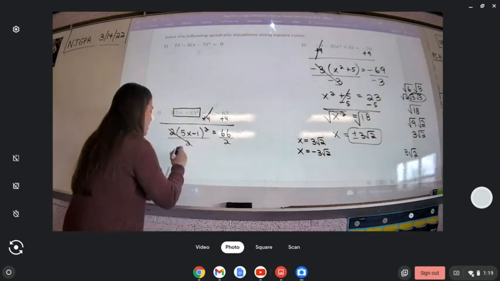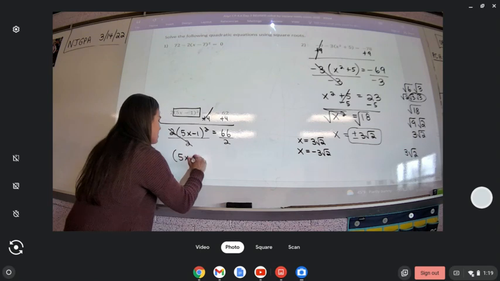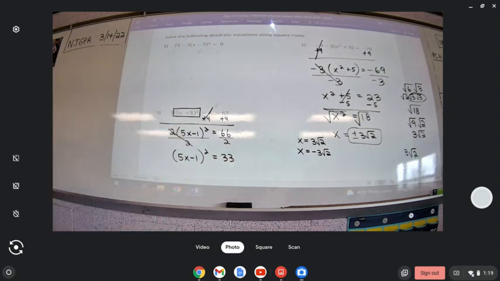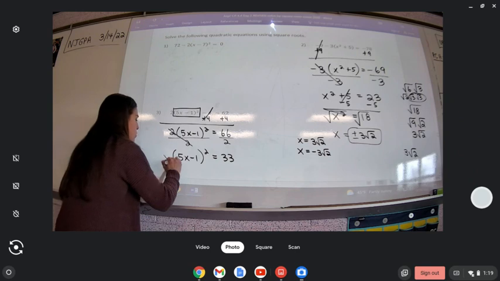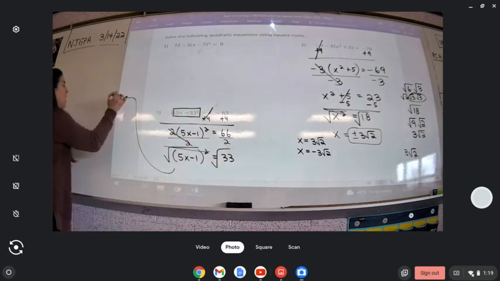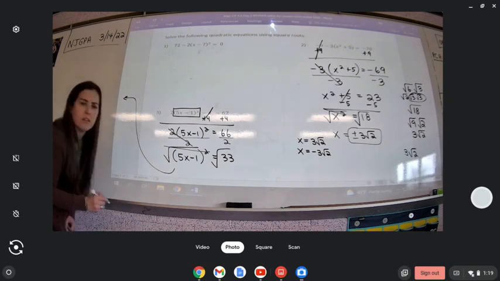All right, and now we're going to get the quantity 5x minus 1 squared equals 33. So you did it. You got what is being squared completely by itself. Now, how do you unsquare it? Square root both sides. The square root and the square cancel. You are now left with 5x.